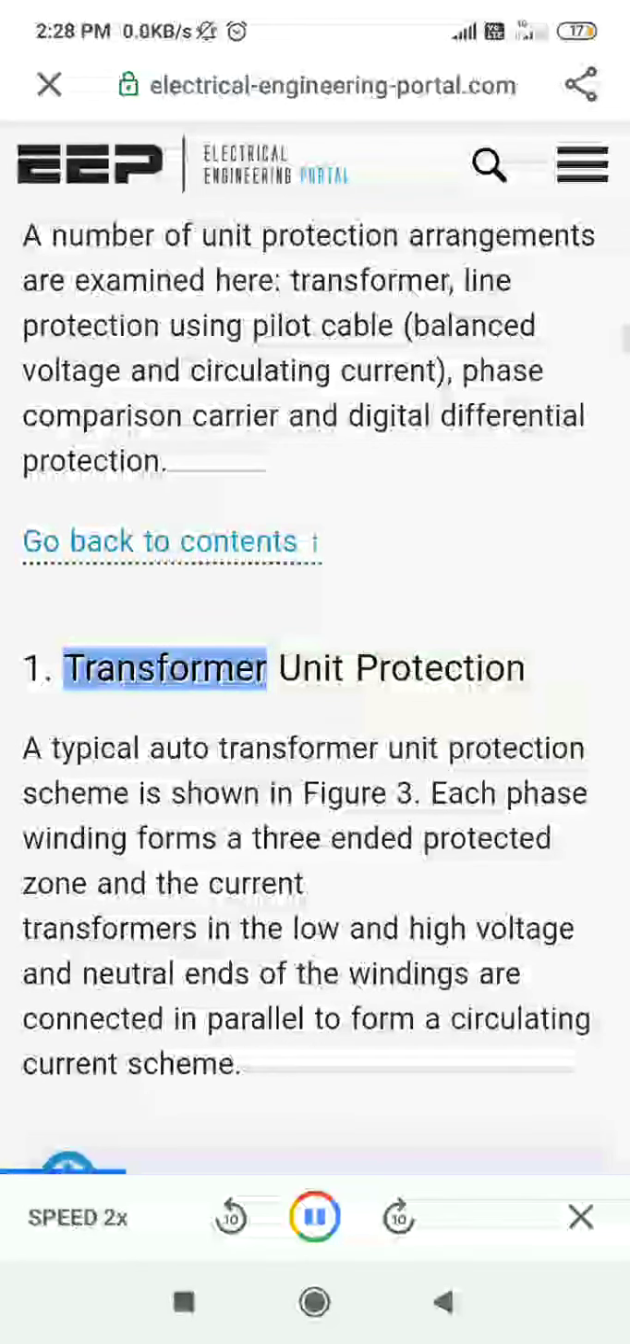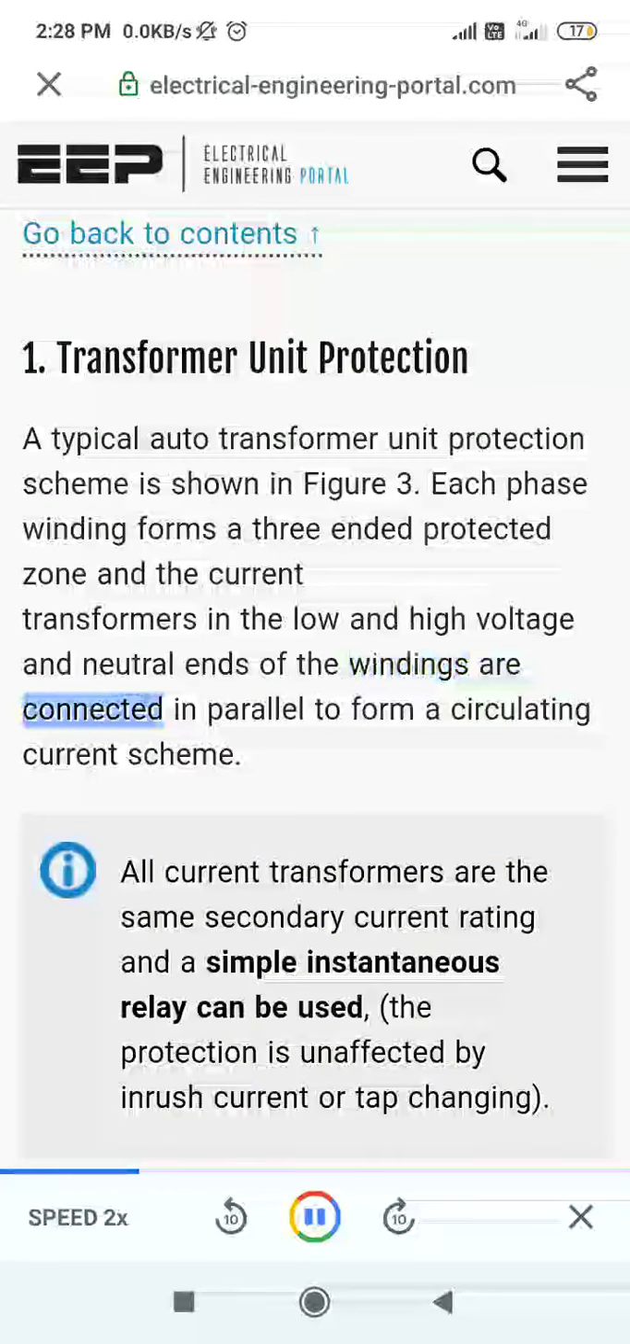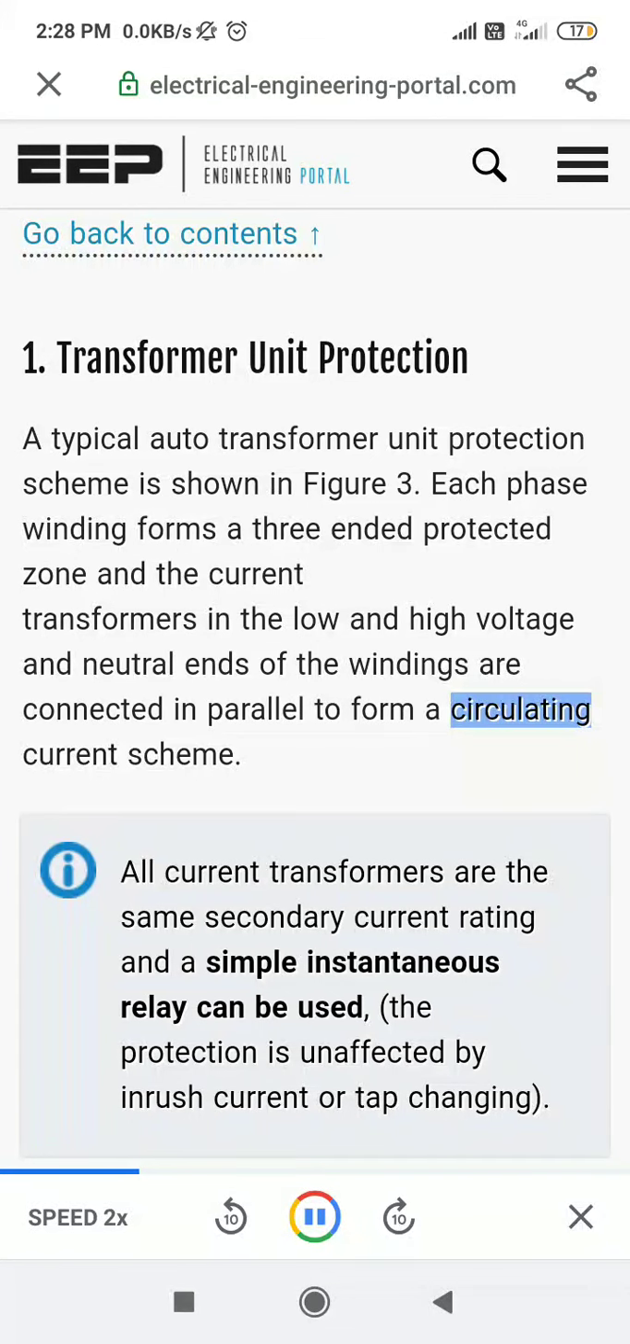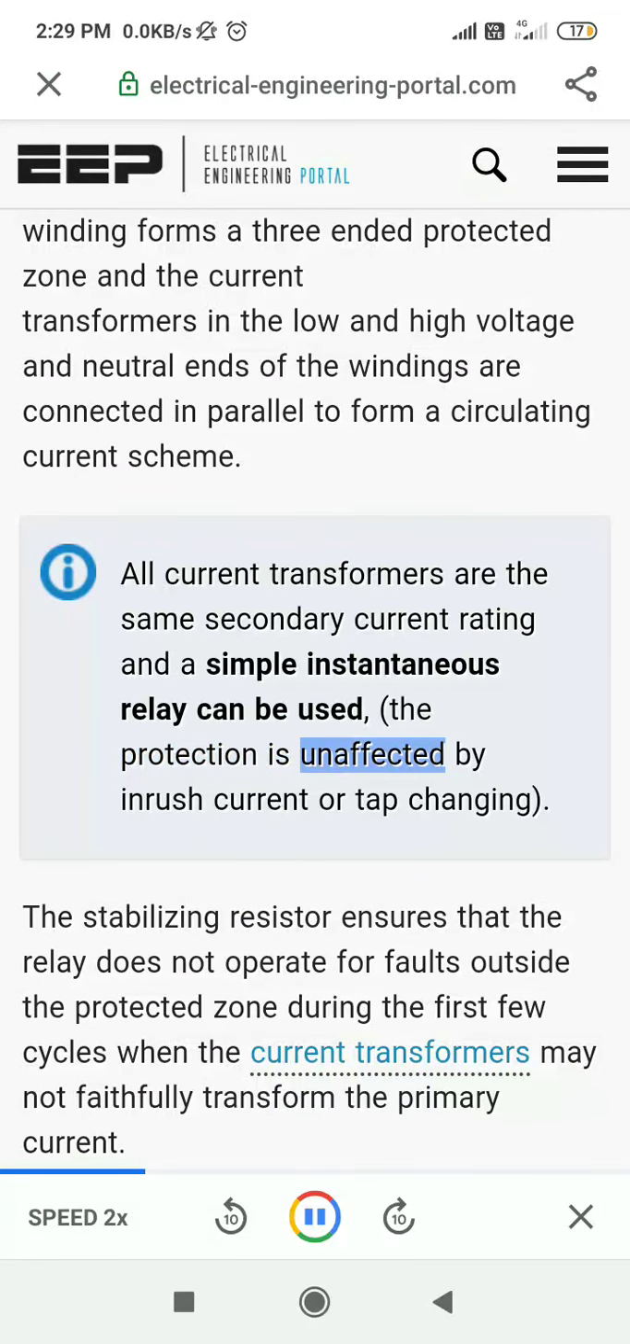1. Transformer unit protection. A typical autotransformer unit protection scheme is shown in Figure 3. Each phase winding forms a three-ended protected zone in the current. Transformers at the low and high voltage and neutral ends of the windings are connected in parallel to form a circulating current scheme. All current transformers have the same secondary current rating and a simple instantaneous relay can be used. The protection is unaffected by inrush current or tap changing.